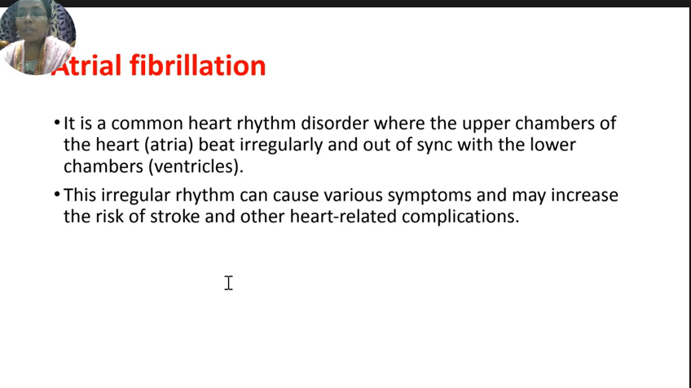Then abnormal QRS complex. We discussed the PR interval, right? Then the abnormal QRS complex. The abnormal QRS complex means a wider QRS complex or a narrower QRS complex. A wider QRS complex usually indicates delayed ventricular conduction, that is, the electrical conduction from the atrium to the ventricle is very delayed. It is mostly seen in bundle branch blocks. So this is called a wide QRS complex.